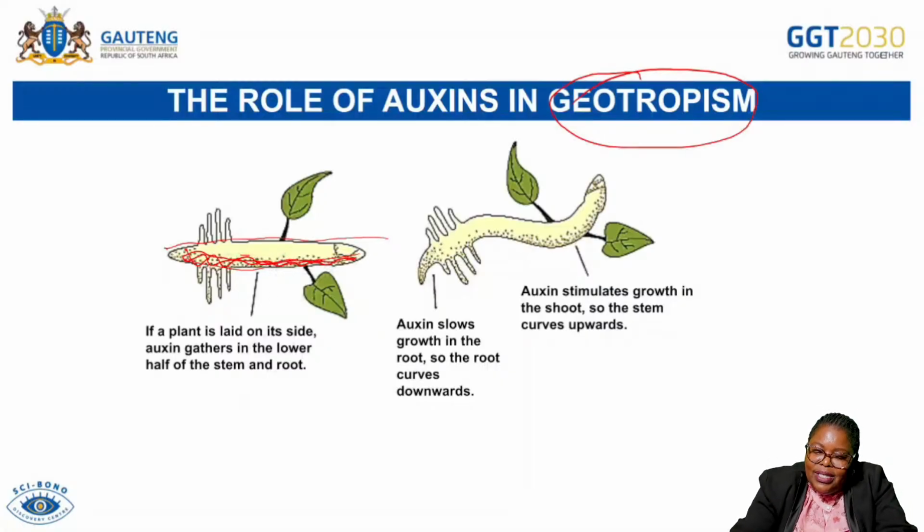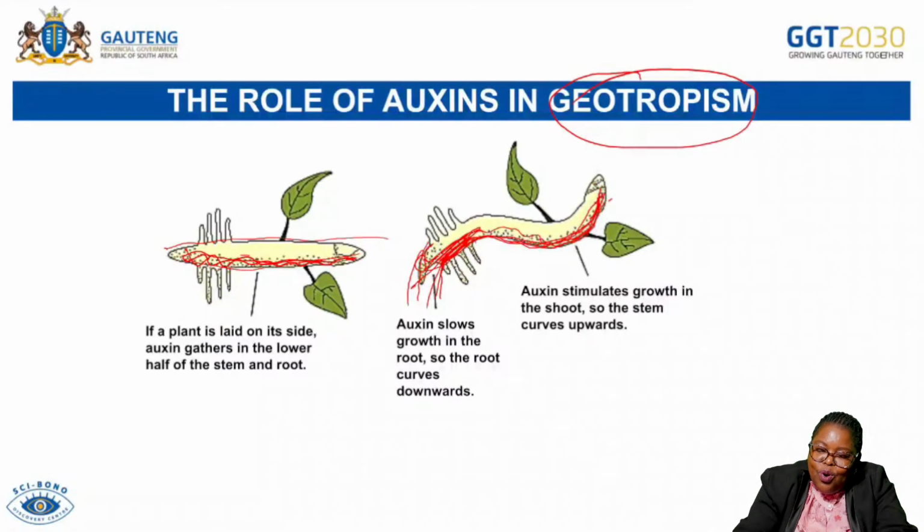Now, because it is accumulating on the lower side, what is going to happen? So the roots here are going to grow. Roots are growing towards gravity in this way. And then what will happen to the growth of the shoot? The stem is going to grow, because this side is going to elongate, basically because it has got more auxin. So the shoot here, the stem is going to grow upward.